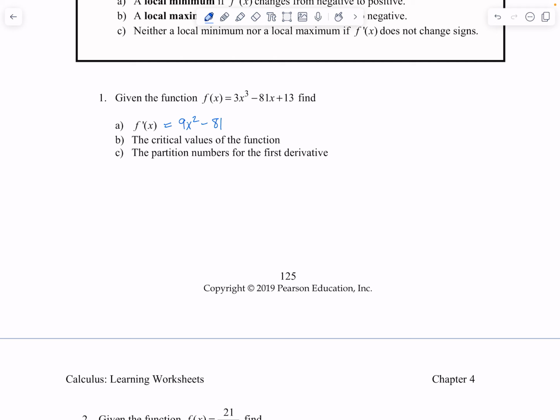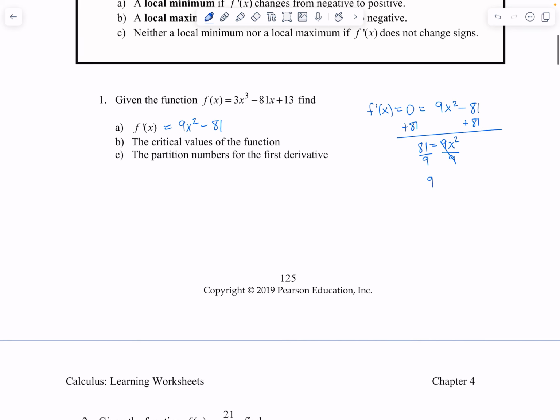Okay, next we have the critical values of the function, and remember that's where our derivative is 0. So where f prime is 0, f prime being 9x squared minus 81. So where is this 0? Well, let's move the 81. Let's divide by 9. And square root. So it looks like our critical values are 3 and negative 3.